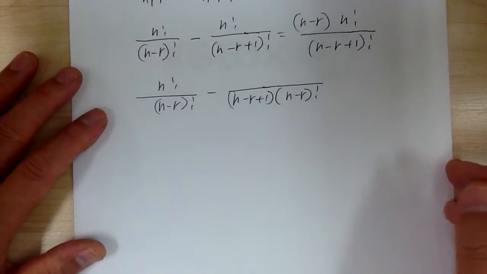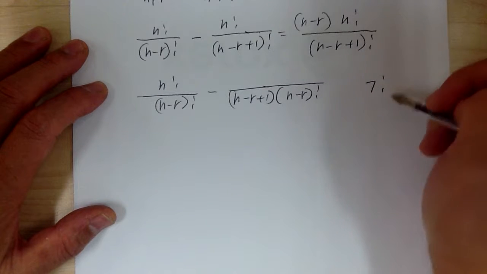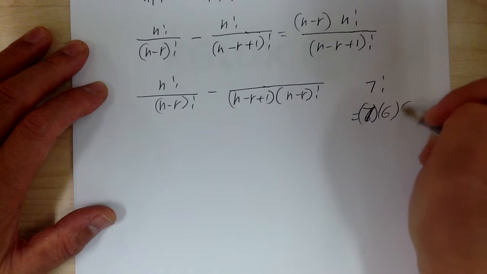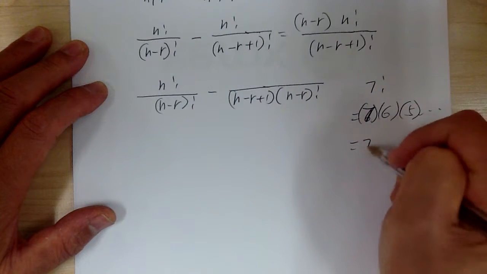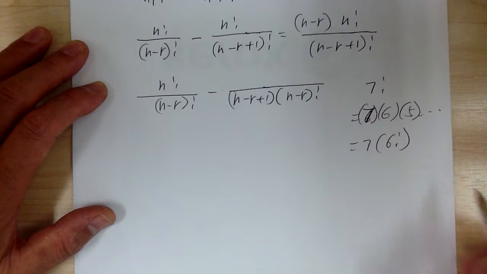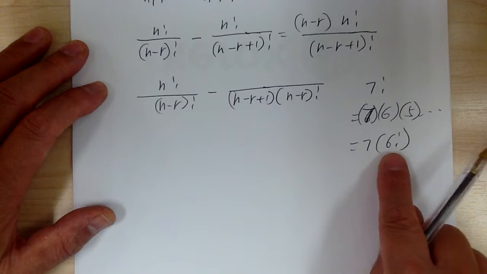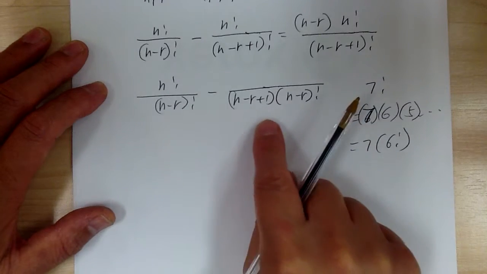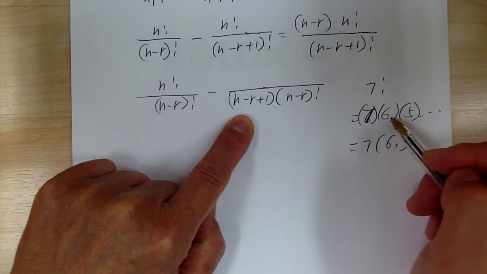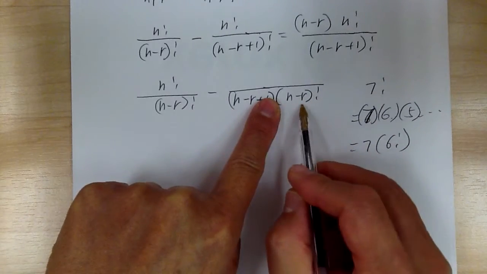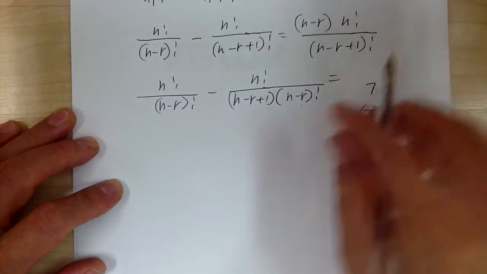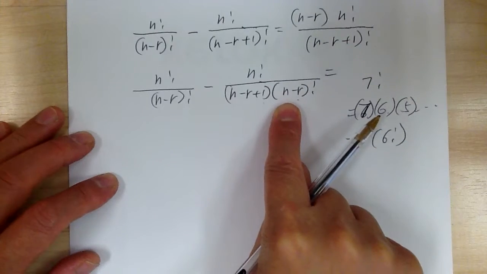For example, 7 factorial is equal to 7 times 6 times 5 dot dot dot, equal to 7 times 6 factorial. See that? You need to understand this part. You can take one of the numbers out and the rest would be like that. Once you take out the first number, the next one would be 1 less. So you have to understand this part over here. Again, this is equal to that.